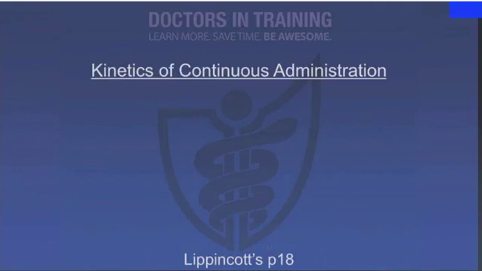Let's get back to your main lecturer. So now we're going to put this all together and talk about how this works in real-world situations. We're going to talk about kinetics of continuous administration, where we're giving these drugs through a continuous IV infusion, or we're giving fixed dose, fixed time interval dosing, such as 100 milligrams every 6 hours or something like that. For right now, we're going to assume that the drug is distributing into just one compartment. It's a little simplistic, but it makes the concepts much easier to understand.